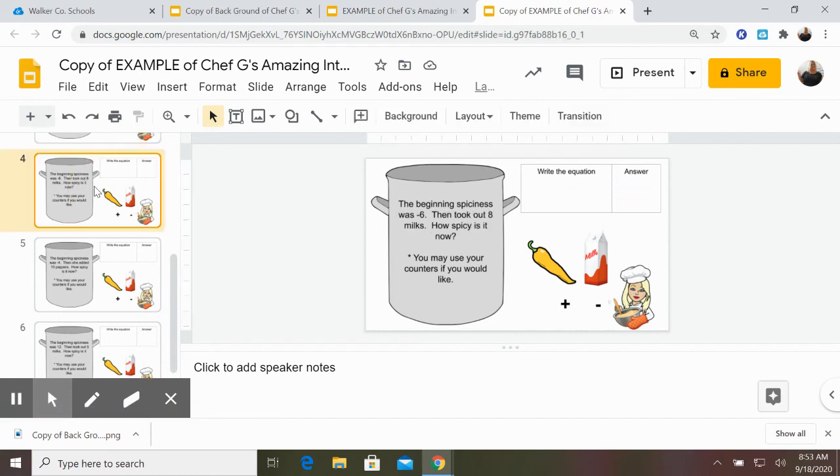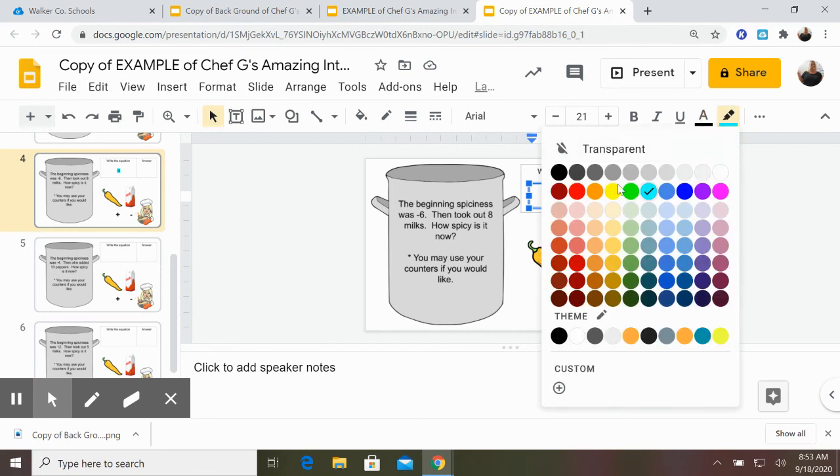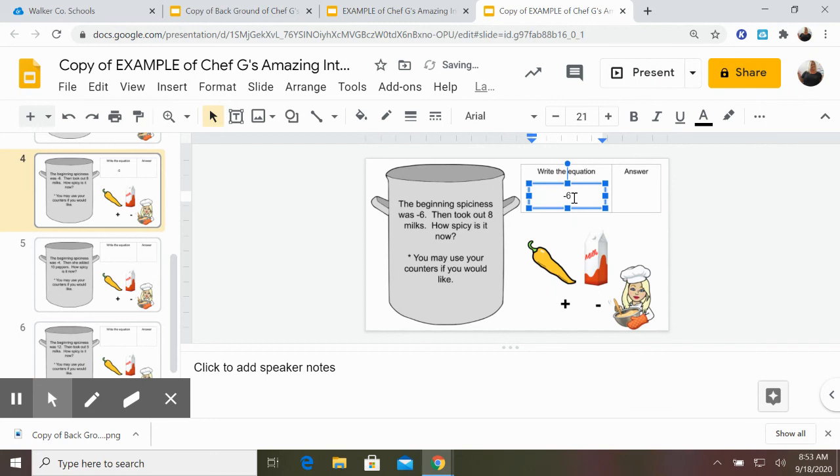Let's go to the next one. The beginning spiciness was negative 6. So I'm going to put negative 6. Then took out, that means subtract, 8 milks. Milk is negative, so negative 8. Okay, I see here that I have 2 negatives together. So that means they are going to change to positive. So I'm going to notate that like this.